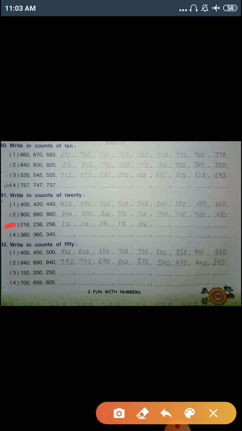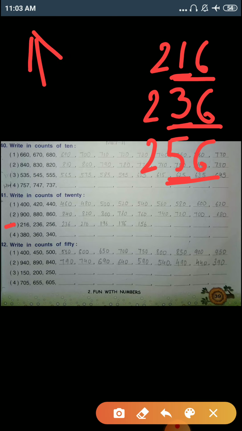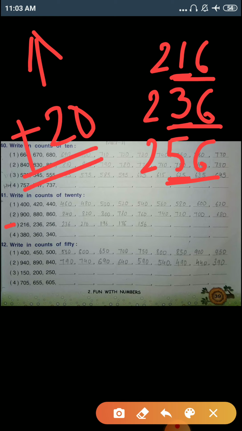Now question number 3. The pattern is 216, 236, 256. You can see 1, 3 and 5. Okay, these numbers are in increasing form. That means in this question they had just added 20 to each number. So for finding out the next number we are also going to add 20.